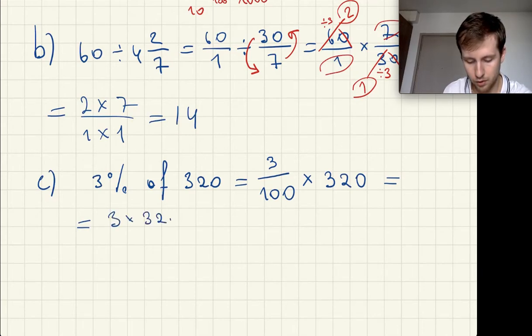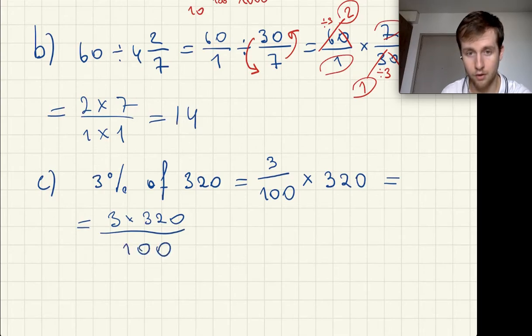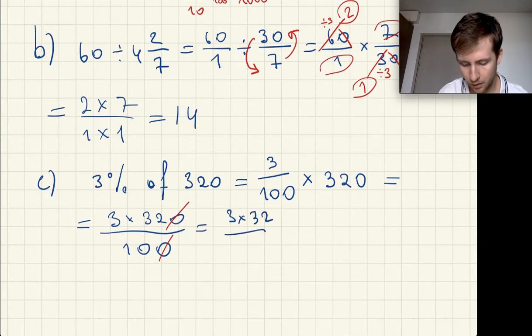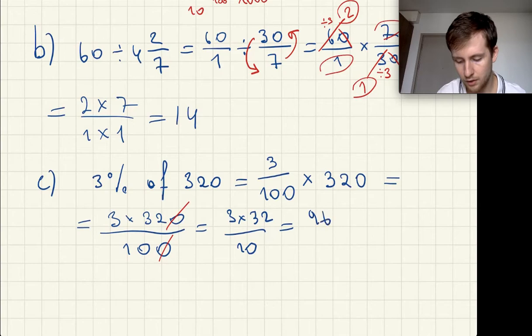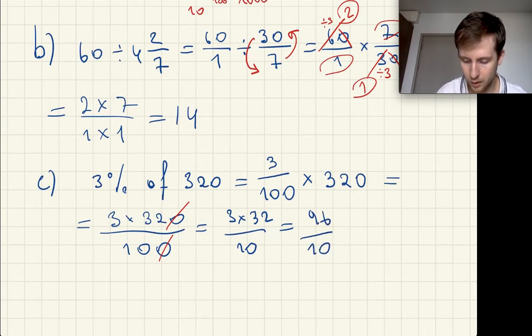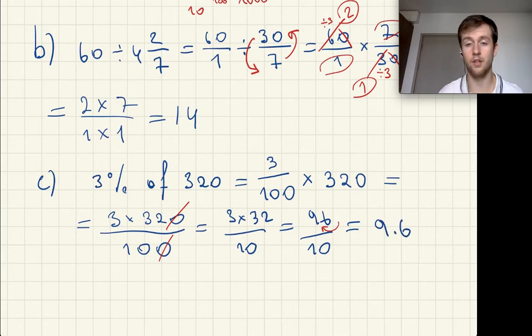So 3 times 320 divided by 100. So we can just do it as a normal fraction. I think this is going to be the quickest mental strategy in this case. So we get 3 times 32 divided by 10. 3 times 32 is 96. 96 divided by 10. So we take the point and move it to the left. And this is equal to 9.6. So 3% of 320 is 9.6.